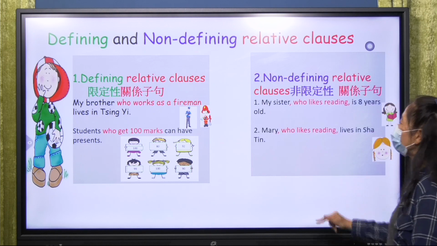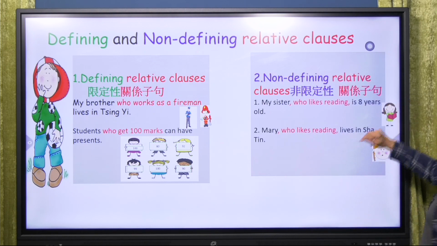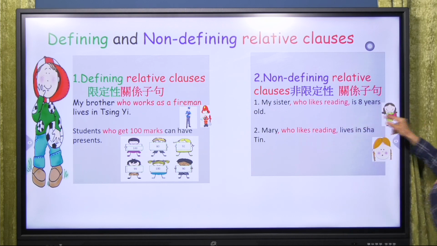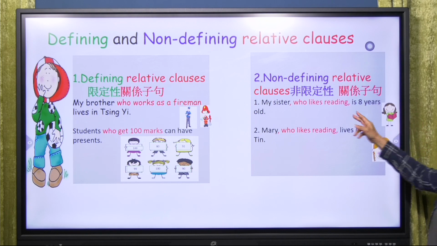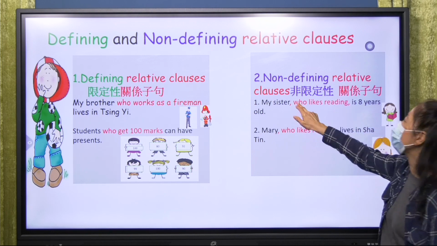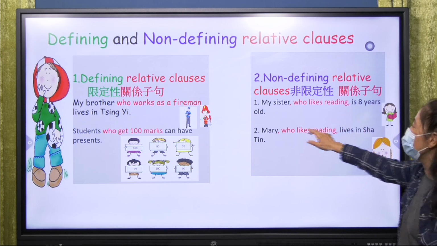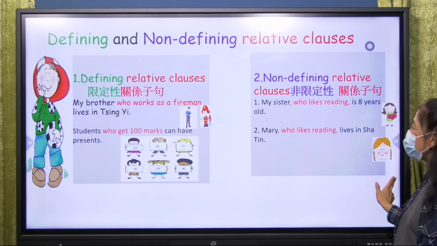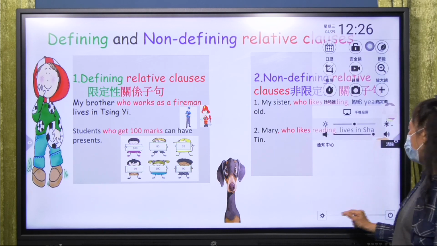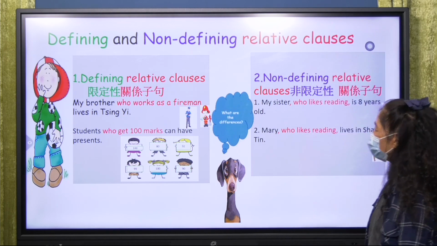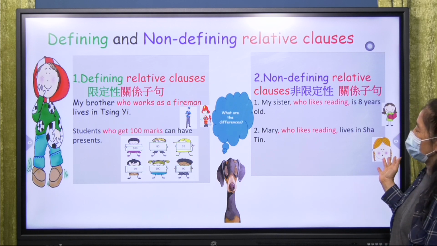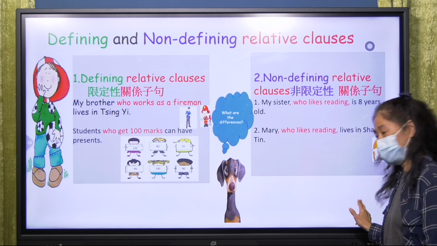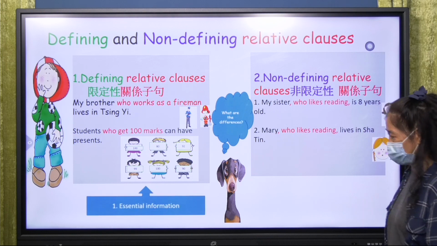As for non-defining relative clauses, okay, like the example, my sister, I know you've got only one sister. So that's why you give me extra information by using non-defining relative clauses, and of course, there should be commas between them, okay? All right, so you may ask, so what are the differences? What are the differences? I've told you already. See whether you are smart enough to tell me.